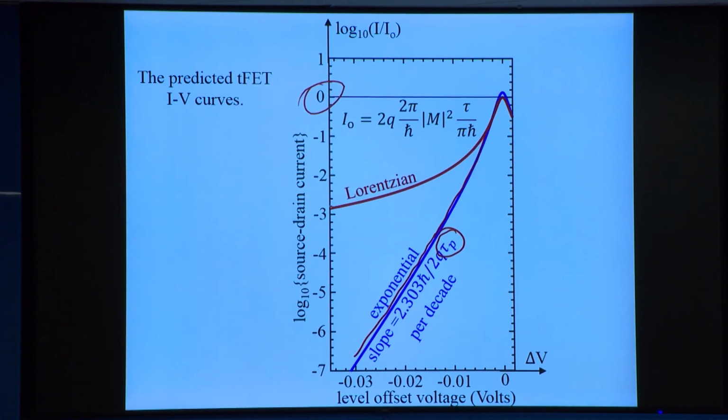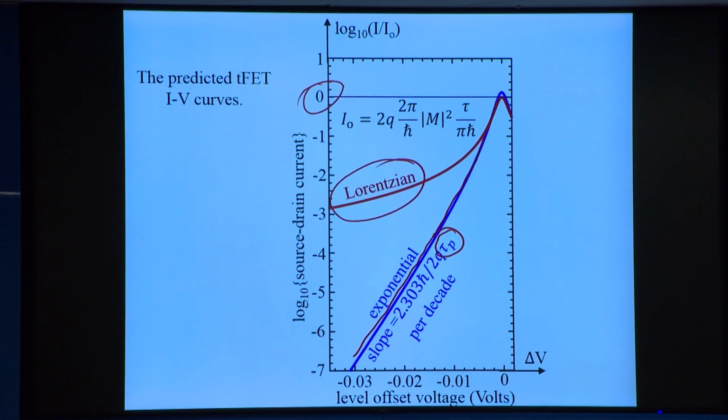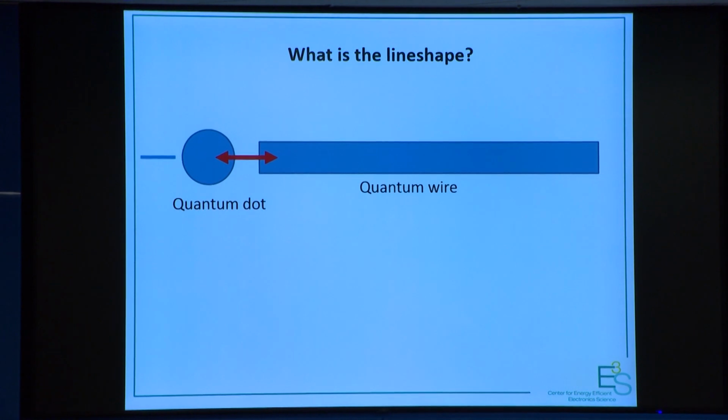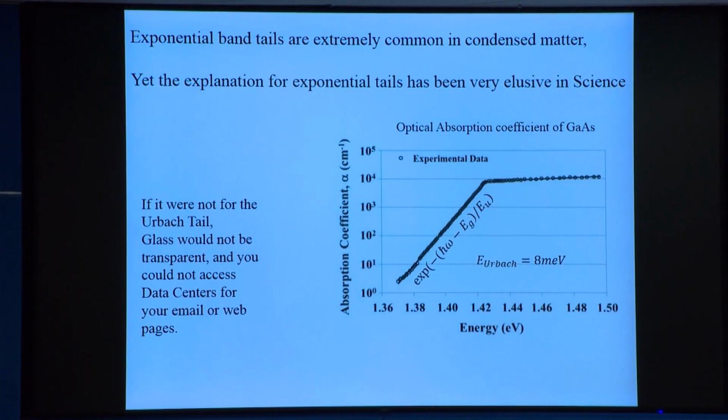If you were unaware of this, you'd end up getting Lorentzians. You could never turn the device off. You'd have to use some other, more conventional transistor mechanism to turn the device off. So these are the predicted IV curves, and this is where it came from. It came from the quantum dot interacting with the wire, and we need to realize the wire should be a very special narrowband metal. And this is the original energy level, which is not sharp but rather broadened. Now, I said that this is amazingly common in nature and has never been satisfactorily explained.